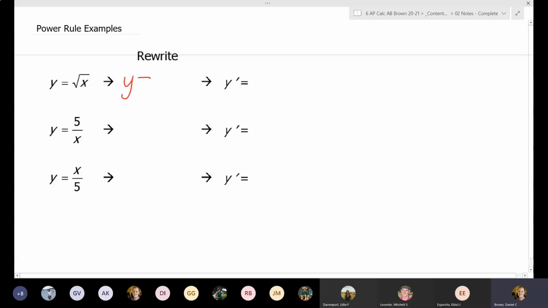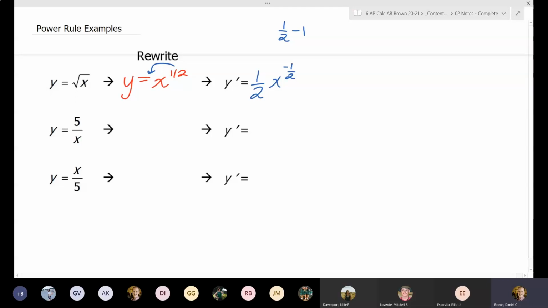So I have y is equal to x to the 1/2. Notice I'm very careful with my notation as well. I'm not saying y prime yet because I haven't taken the derivative. And then now I can take the derivative because I can use the power rule now. So that 1/2 is going to come down in front when I take the derivative. The new exponent is going to be the original exponent minus 1. So in this case, the new exponent is negative 1/2, 1/2 minus 1.